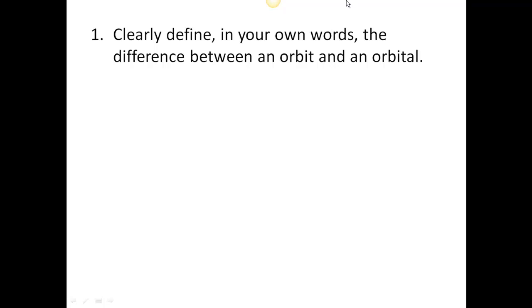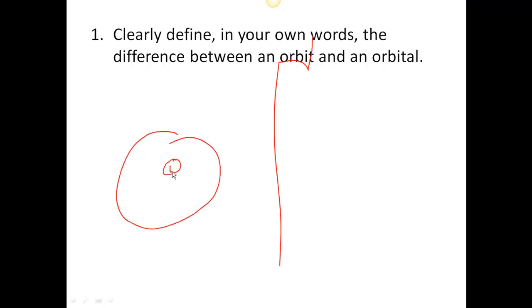Well, the orbit is pretty easy. Think of an orbit as here's the Earth, and then here's the moon that runs around the Earth. It is very predictable. It goes essentially in a circle or an ellipse around the Earth. We know exactly where it is, where it's going to be every moment. That's completely different than an orbital.